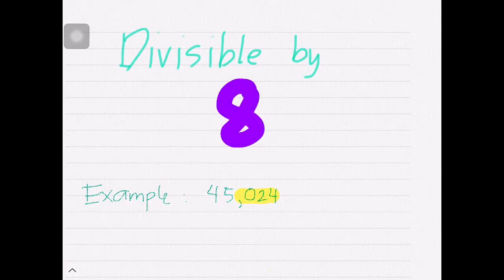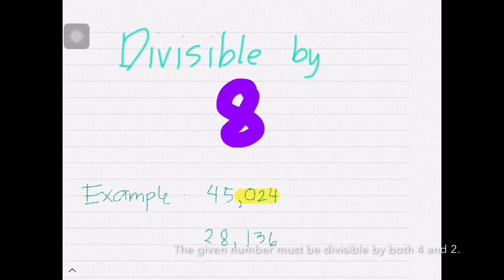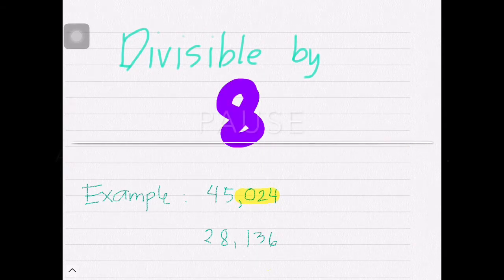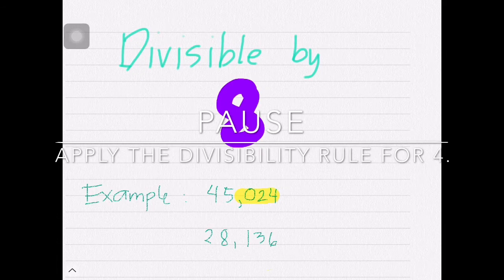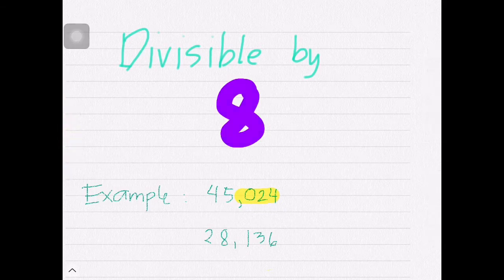But how about 28,136? You may also check if a number is divisible by 8 if that number is divisible by both 4 and 2. Is this divisible by 4? Yes, because 36 is divisible by 4. Is it divisible by 2? Definitely, because the last digit, which is 6, is an even number.